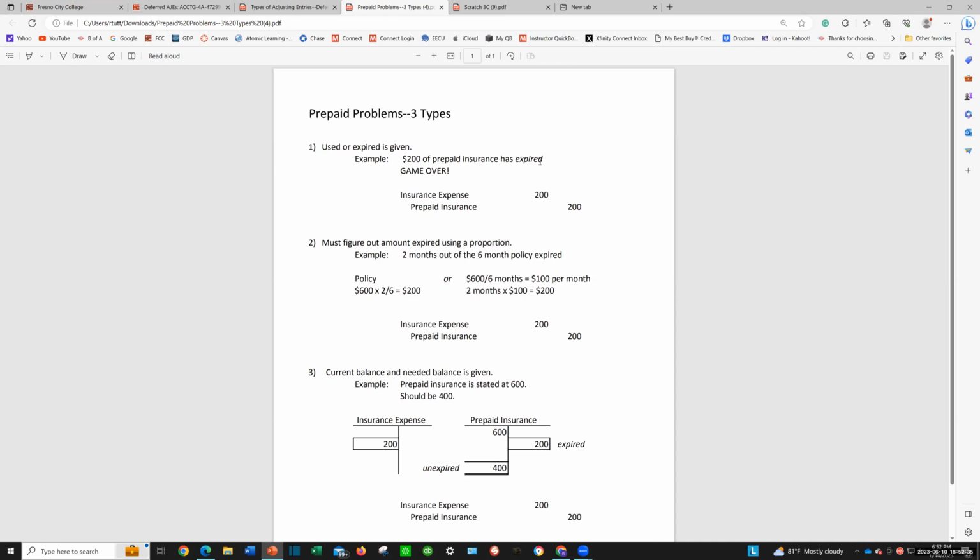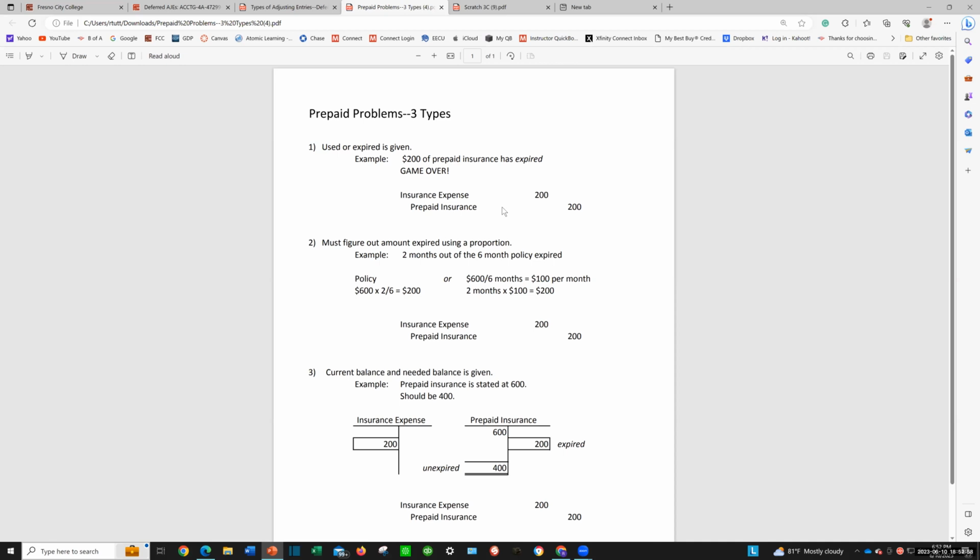The expired amount is the expense. So then just put it in your journal entry. Debit insurance expense, credit prepaid insurance. See how easy that is? And that's how I like to solve these problems. I'm always looking for the amount expired or used up because that is my expense.